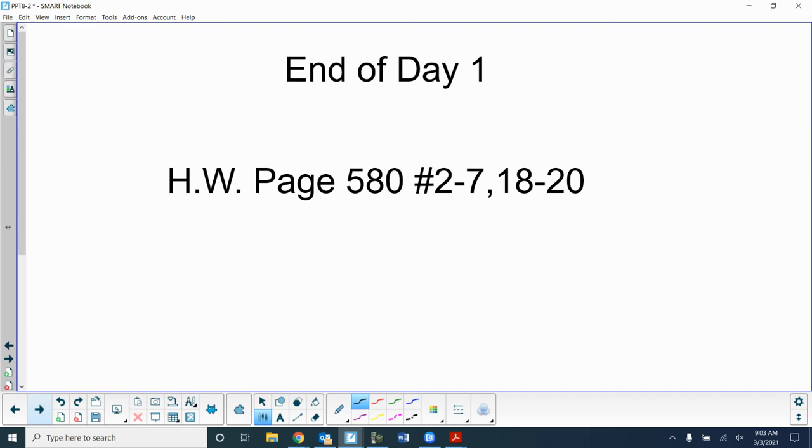So 2 through 7 and 18, 19, and 20. They're all simplifying these rational expressions, these polynomial fractions.